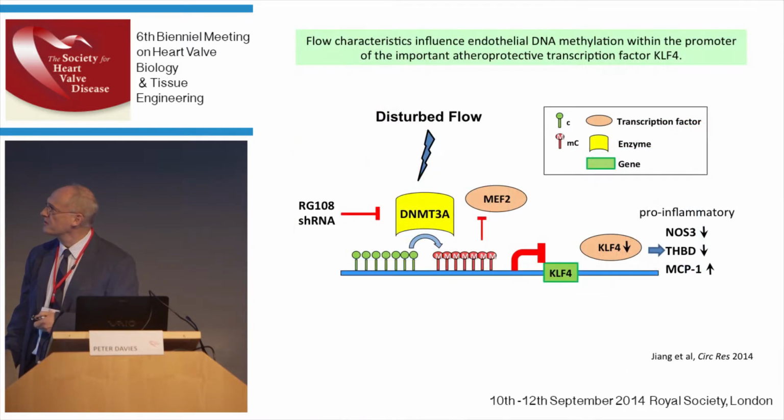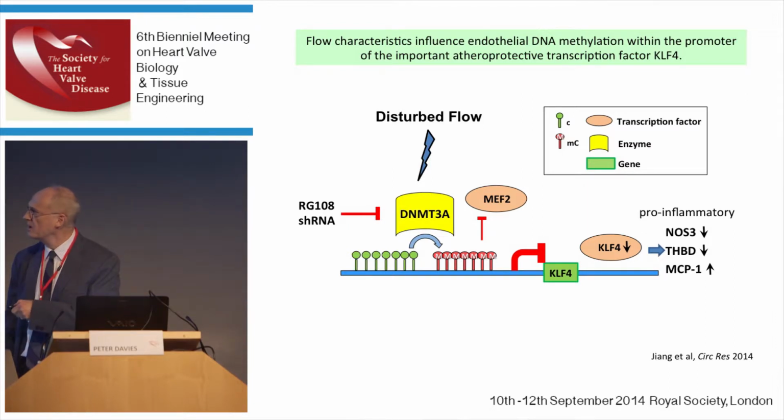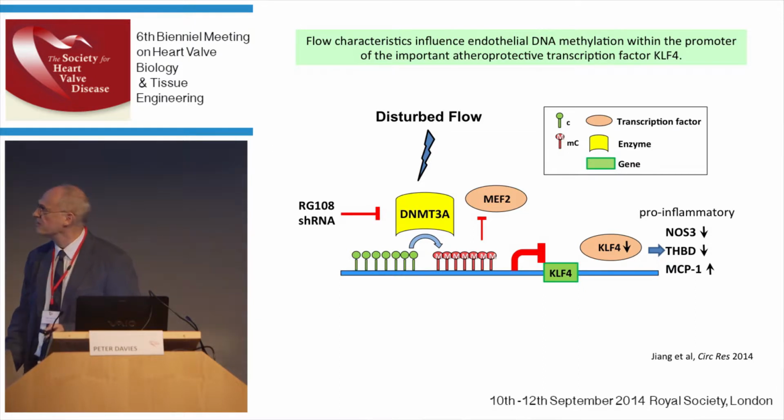And what we found was that DNMT3A, DNA methyltransferase 3A, was actually recruited to the promoter of KLF4, through a MEF2-dependent pathway and blocked with anti-methylating enzymes, we were able to demonstrate disturbed flow was directly causing a downregulation of KLF4, and as a consequence, NOS3, thrombomodulin, MCP1, all of them associated with inflammation, pro-inflammatory behavior, were influenced by the downregulation of KLF4. So it's one mechanism influencing the outcome of very important downstream inflammatory molecules.